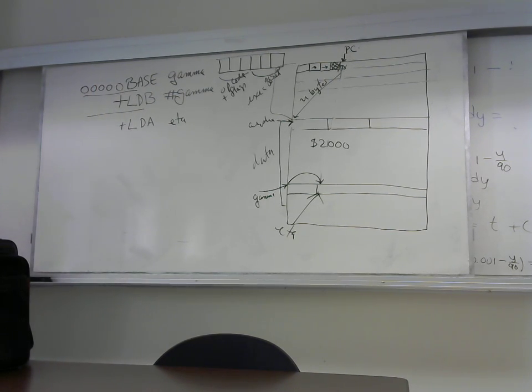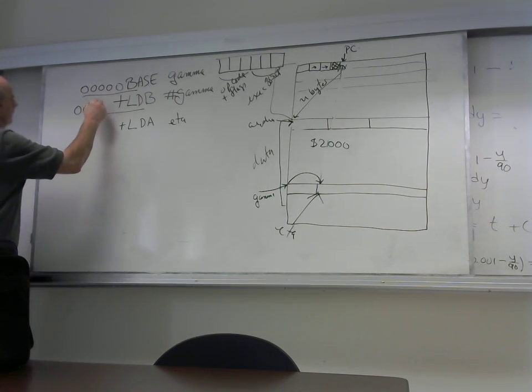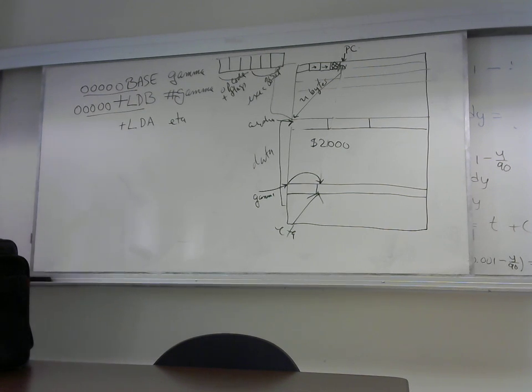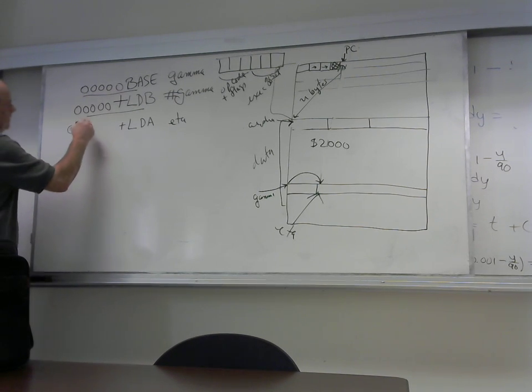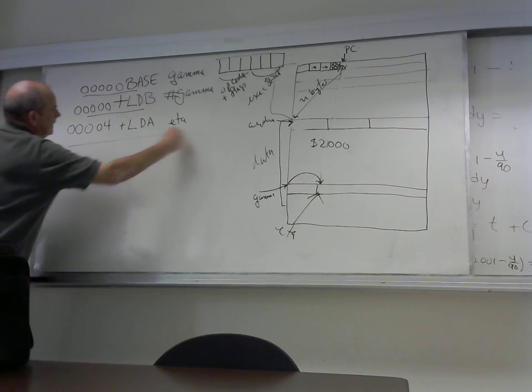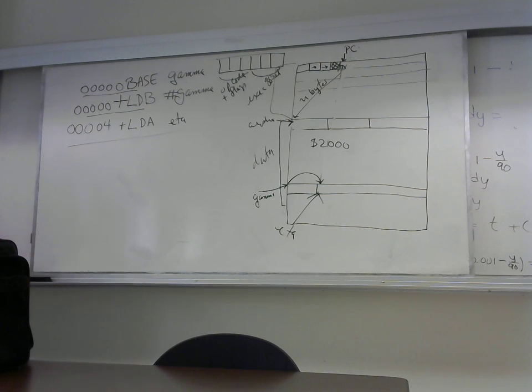All right, base gamma. What's the next address? 0. Okay. Now, plus LDB #gamma. Okay, so now we need, did we do anything with #gamma? No, we did not. Why not? Because we don't know what gamma is, we're not there yet.